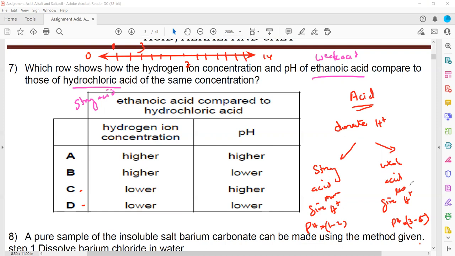So when we compare the pH of the weak acid, the pH of the weak acid is higher as compared to the pH of a strong acid. So pH will be lower for hydrochloric acid, and for ethanoic acid pH will be higher. Ethanoic acid is a weak acid, so its pH will be higher, but the hydrogen ion concentration will be lower. That is why C will be the right answer. Is it clear? Question 7, why C is the right answer?